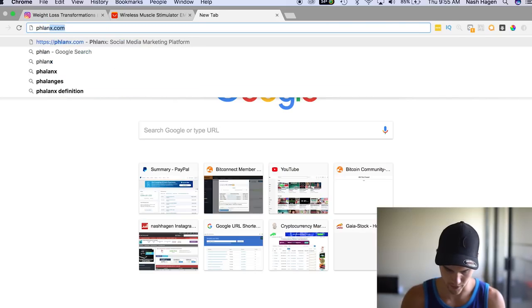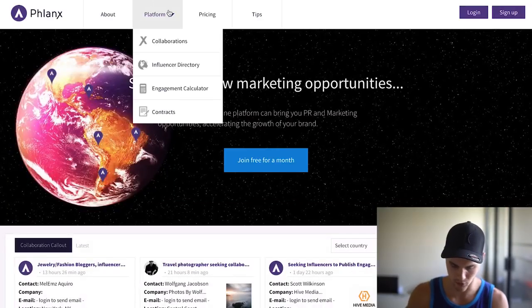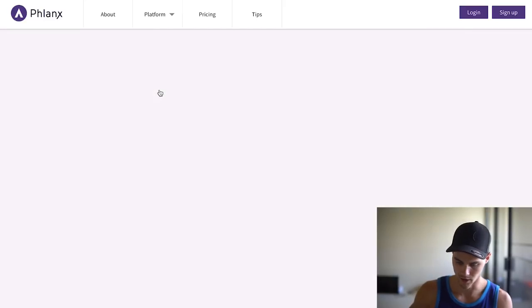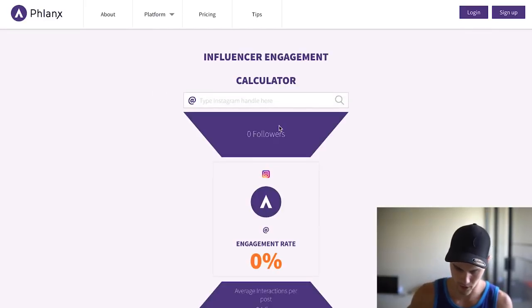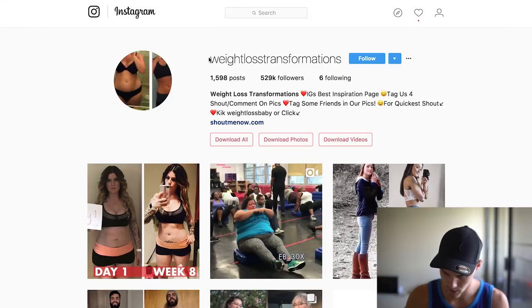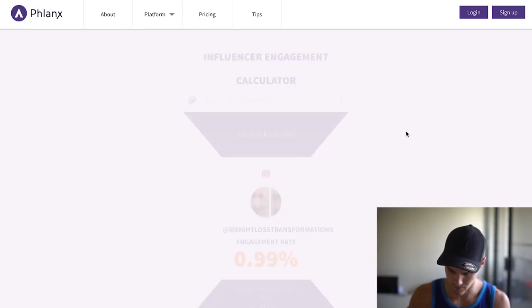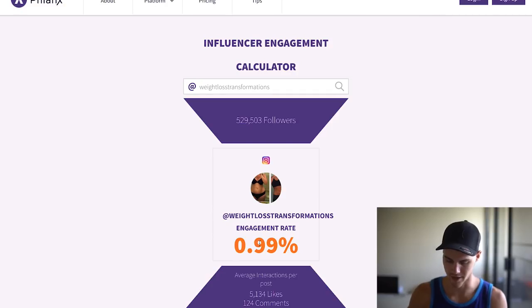Okay, so if we type in Flanks and then go to Platform Engagement Calculator, that'll bring up this little thing here. So what we can do is jump in here, copy this and paste it over here, get rid of the follow, don't know why that was there. And as you can see, like 1% engagement, which isn't good.